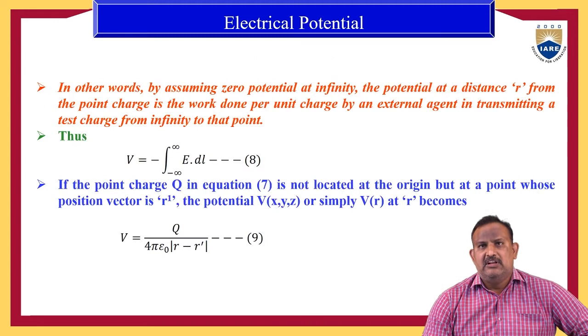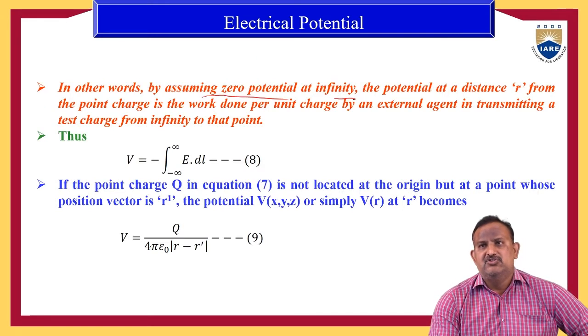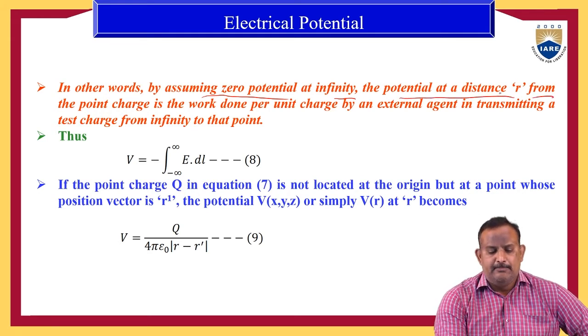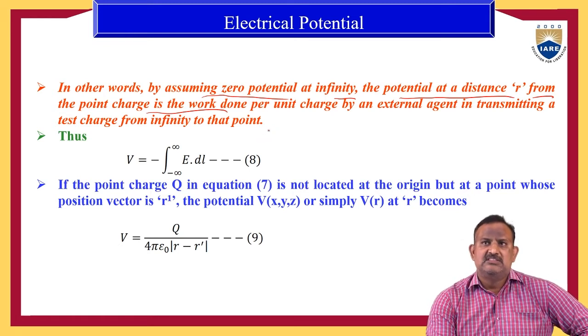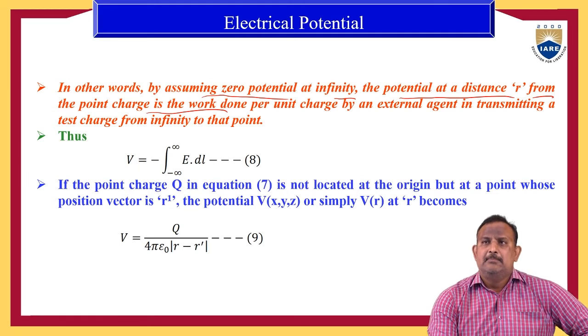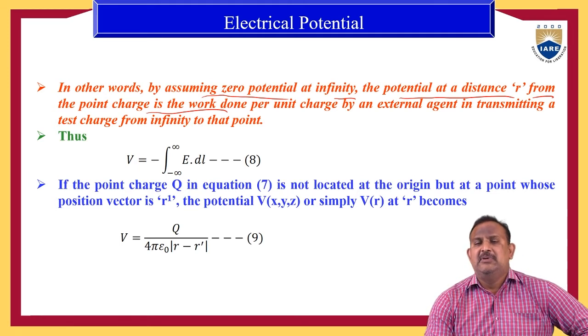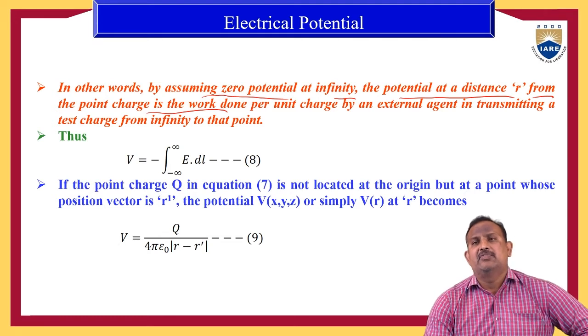In another way, we can define the potential, assuming zero potential at infinity, at a distance R from the point charge. The potential at a distance from the point charge is the work done per unit charge by an external agent in transporting a test charge from infinity to that particular point.